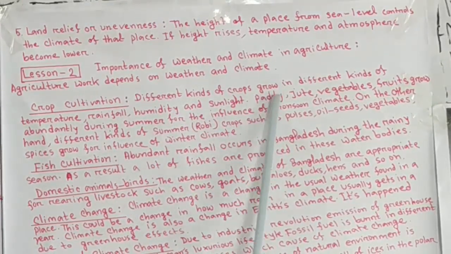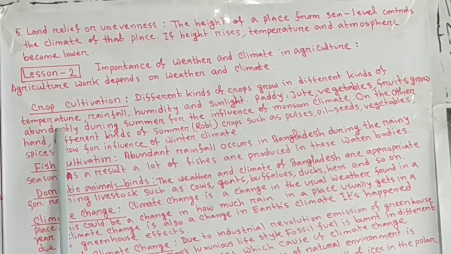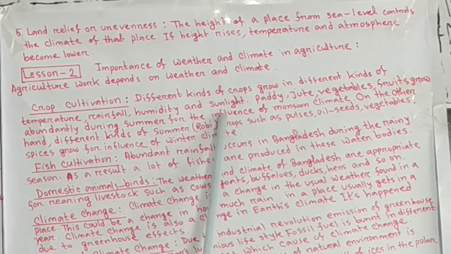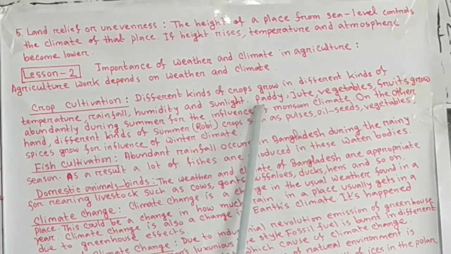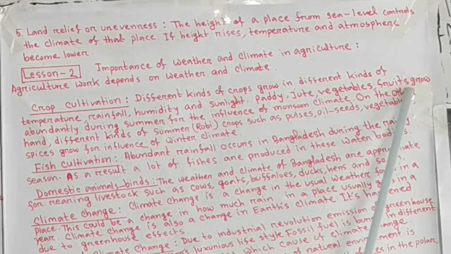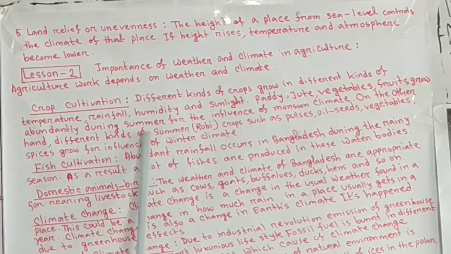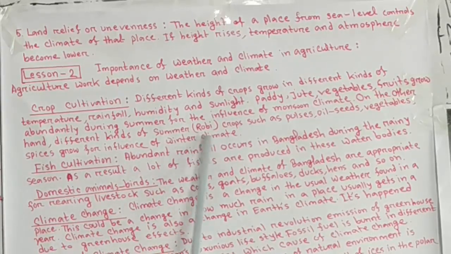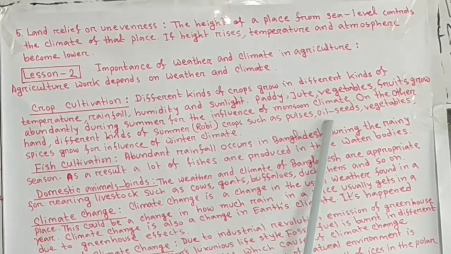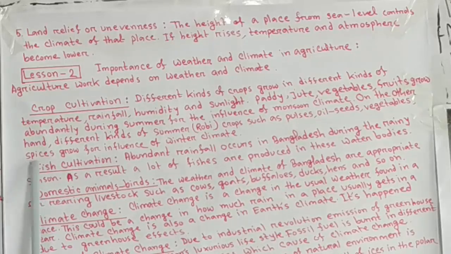Different kinds of crops grow in different kinds of temperature, rainfall, humidity and sunlight. Basically paddy, jute, vegetables and fruits grow abundantly during summer for the influence of monsoon climate. On the other hand, different kinds of rabi crops such as pulse, oil seeds, vegetables and spices grow for the influence of winter climate.